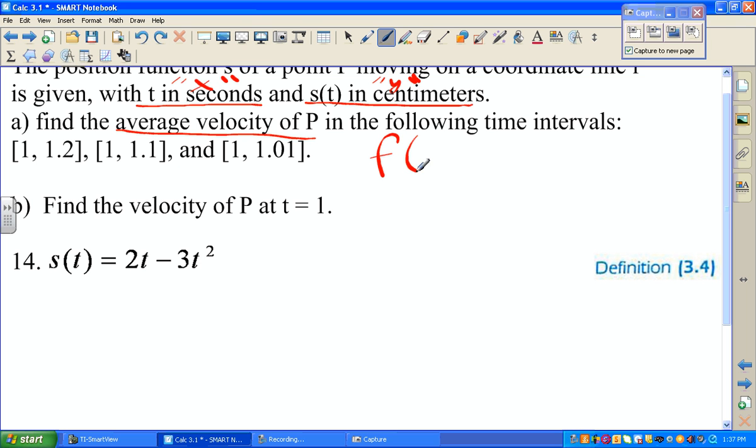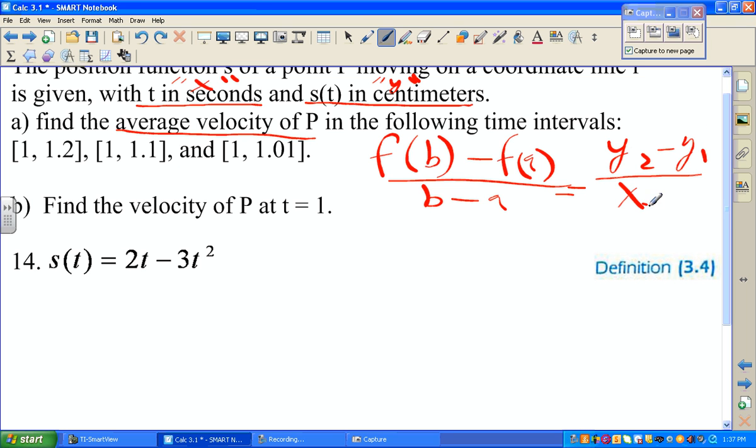Right. f(b) minus f(a) all over b minus a. Or y2 minus y1 over x2 minus x1. See the words? I said the average rate of change. It all means the same thing. You could do this if you wanted to: delta y over delta x. A lot of people were rushing last weekend. They were talking about the deltas and all that stuff.